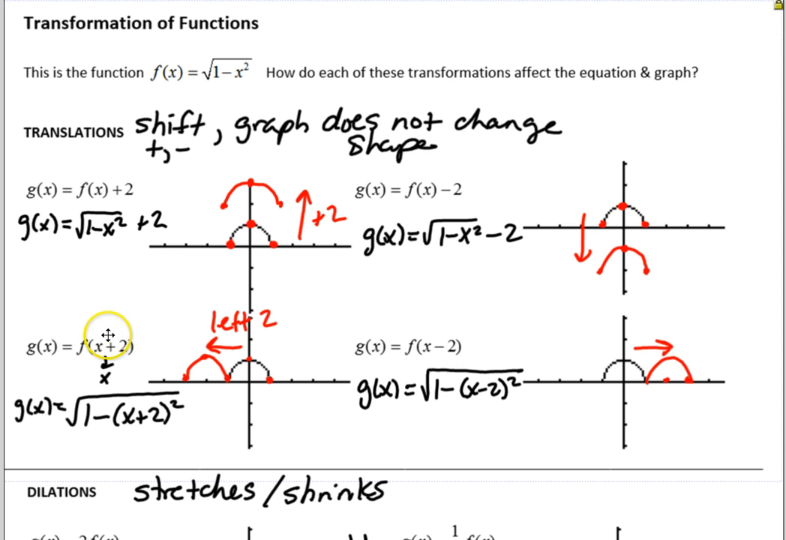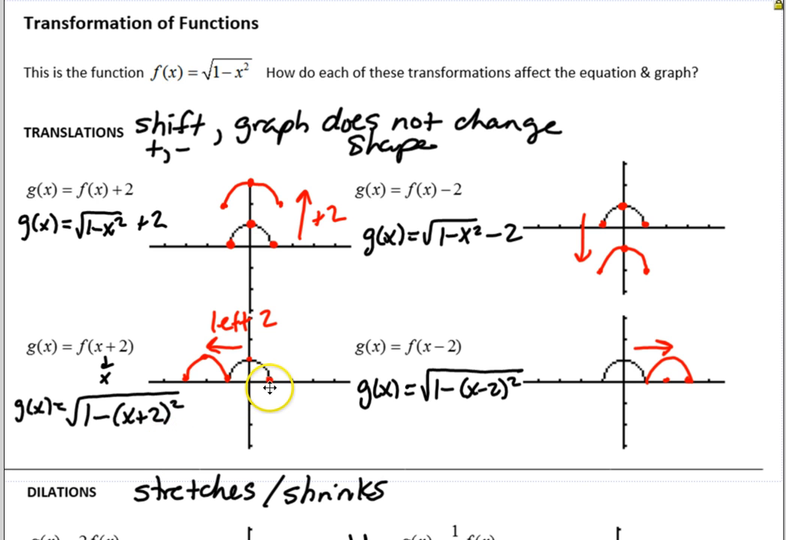Now if I add inside the function, like this, x plus 2 inside the function, it changes the input value. In other words, before I do anything to this number, I add 2 to the number. So I take x, add 2 to it, square it, and then subtract it from 1. So what effect does that have on the graph? Well, it turns out adding inside the function shifts the graph to the left, while subtracting inside the function shifts the graph to the right. Why does that happen? It seems like it would be the opposite of that.